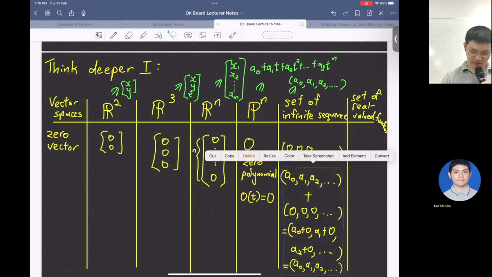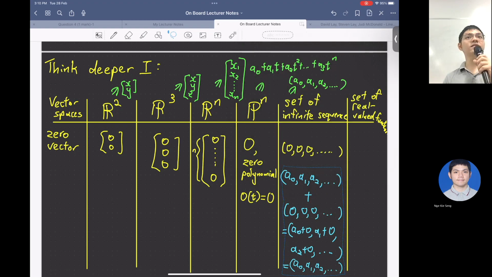Does it make sense? Okay. So when you want to figure out what the zero vector is, you actually need to figure out how to add inside a vector space first. This addition will very much affect what the zero vector is in the space. Okay. So what's the zero vector in the set of real-valued functions?